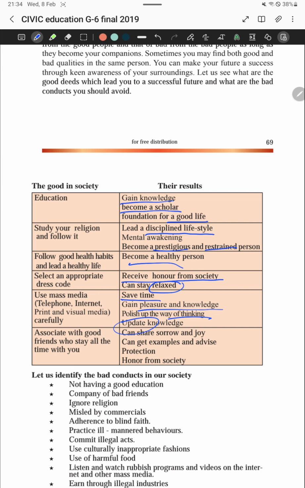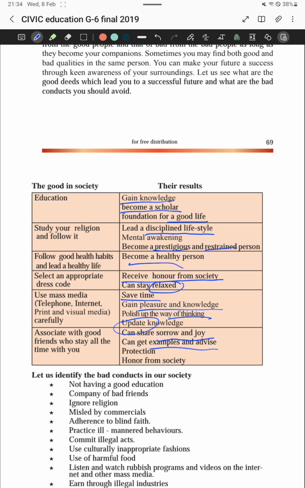And also associate with good friends. If you have good friends, you can share your sorrow and joy. Sorrow means sadness, and joy means happiness. You can get examples and advice. They will advise you if you are doing something wrong, and they can show you some examples.